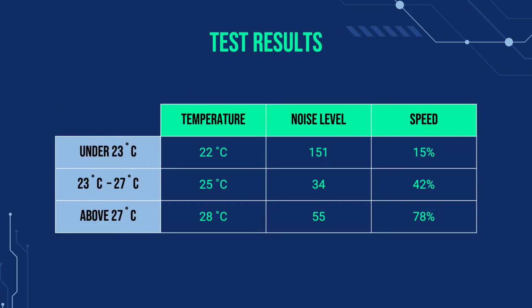So here are some test results conducted during our experimentation. When the temperature is 22 degrees Celsius and the noise level is 151, the speed will be approximately 15%. If it's 25 degrees Celsius and the noise level is 34, the speed will be approximately 42%. And the last one will be when the temperature is 28 degrees Celsius and the noise level is 55, it will blow at a rate of 78%.